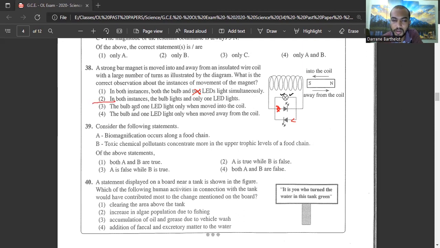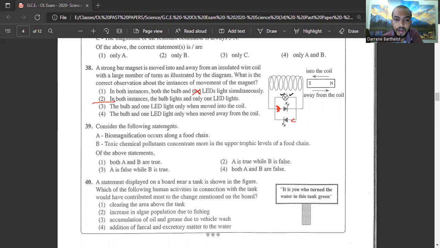Let's read the third one also. The bulb and one LED light only when moved into the coil. Wrong. Without moving out of the coil, it's wrong. Fourth one, the bulb and one LED light only when moved away from the coil. That's also wrong. It's the same as the previous one, so it's wrong. The answer should be the second one.